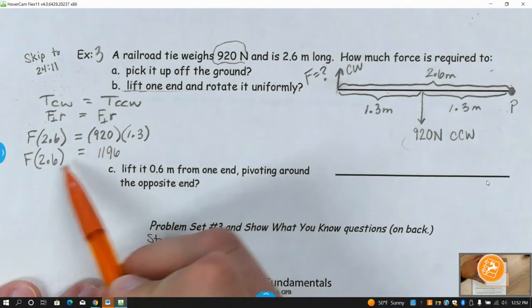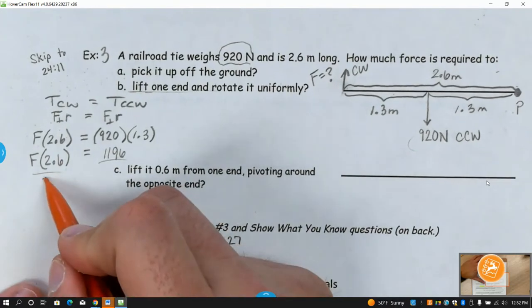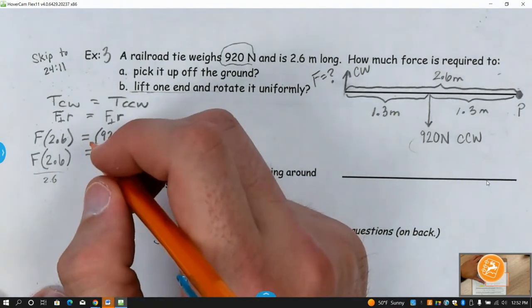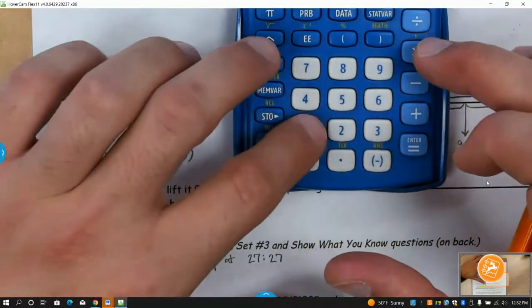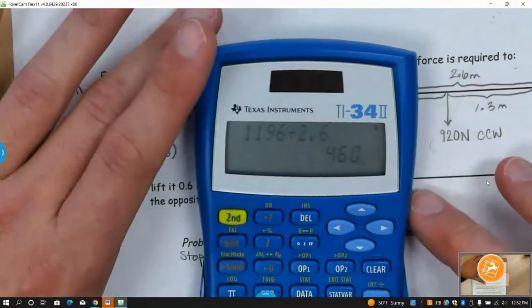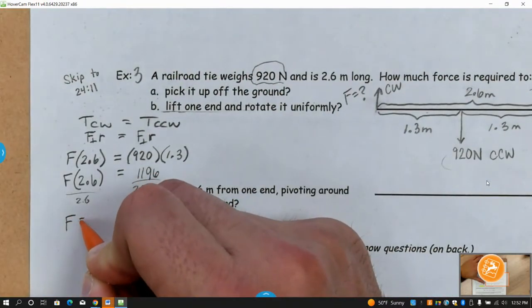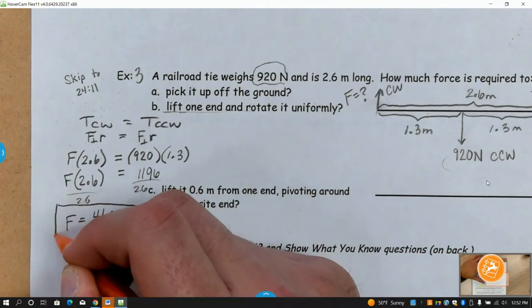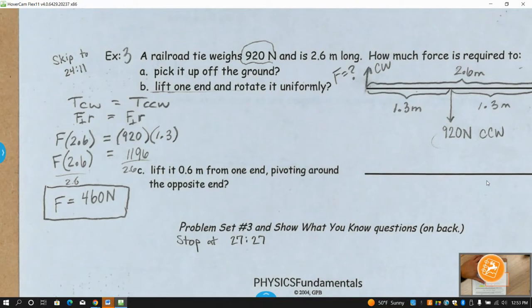So how do I get F by itself, y'all? Got to divide by 2.6. And so when you throw that into a calculator, 1196 divided by 2.6, the force is equal to 460 newtons. And that's all you would need. I don't need the direction for this one, because we already had it labeled. So that is one of your problems.